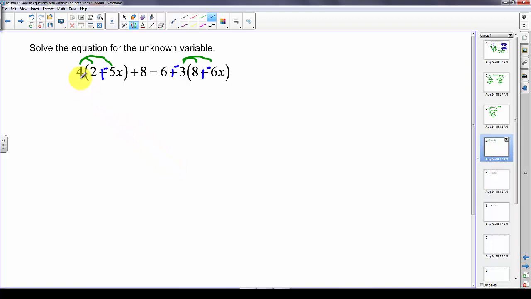So I'm going to make all my subtractions adding the opposite of the term next to it. So you'll notice in this case I have a 4 times a 2, which is an 8, and a 4 times a negative 5x, which is negative 20x, plus 8 is equal to 6. Negative 3 times positive 8 is a negative 24, and negative 3 times a negative 6 is a positive 18x.